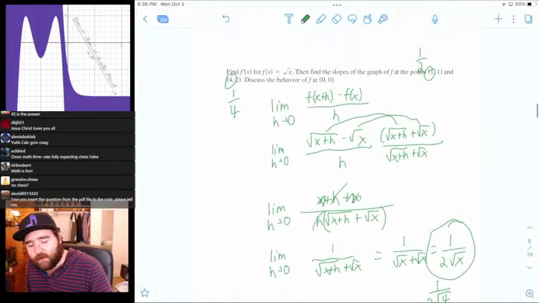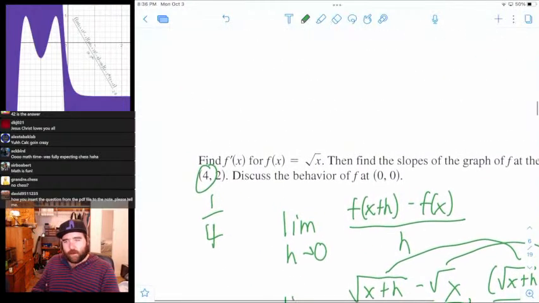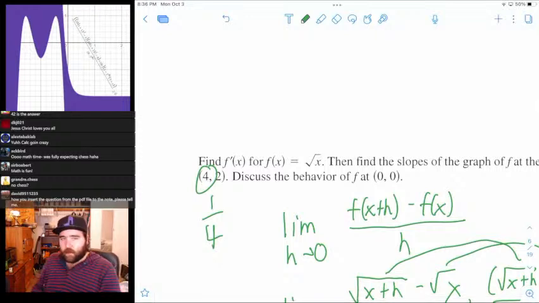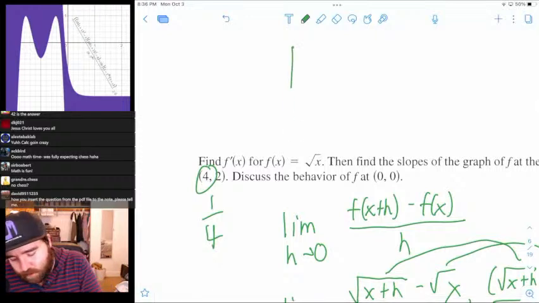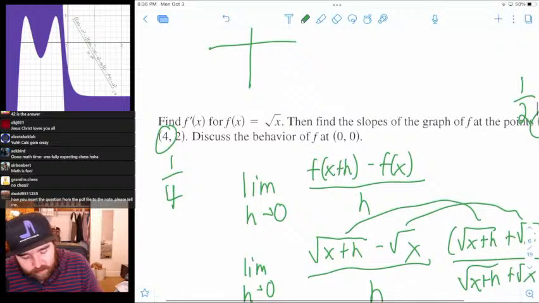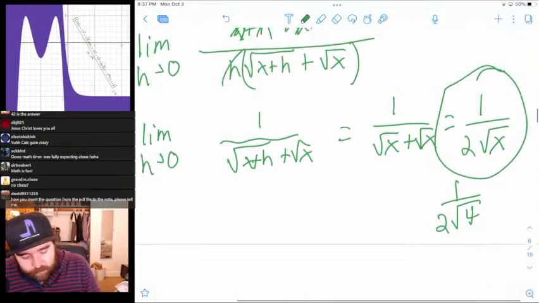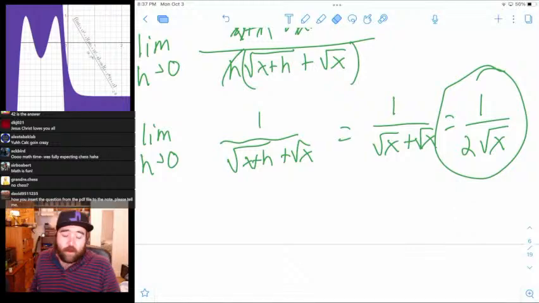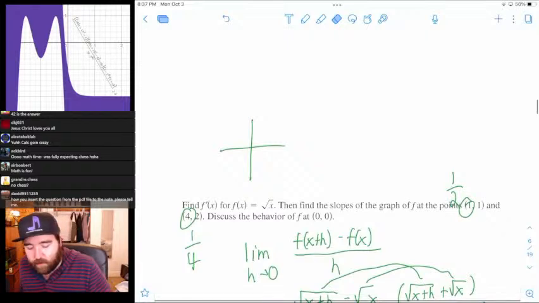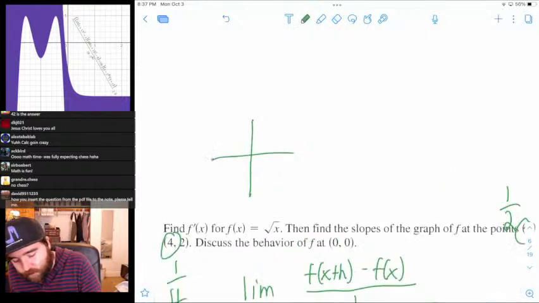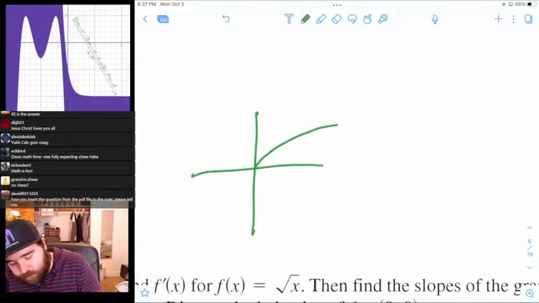And then lastly, discuss the behavior of f at 0, 0. I mean, I don't think we need to talk about derivatives for that. Well, one, we could see what is the derivative at x equals 0. If you plug in x equals 0 here, you get 1 divided by 0. So that shows us right there that the derivative is undefined. But why is the derivative really undefined primarily?